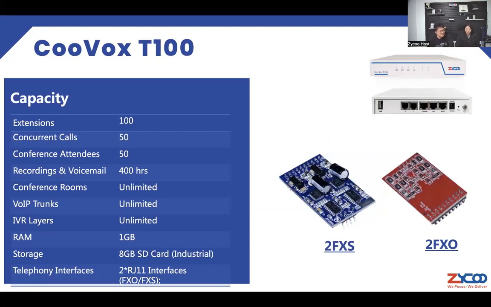Okay, and the next product is our COOLOS T100. It also supports 100 extensions, 50 concurrent calls, and 50 conference attendees. The difference between the T100 and the T100S is that our T100 can support two RJ11 interfaces. So you can pick any one of the modules to combine with our T100.